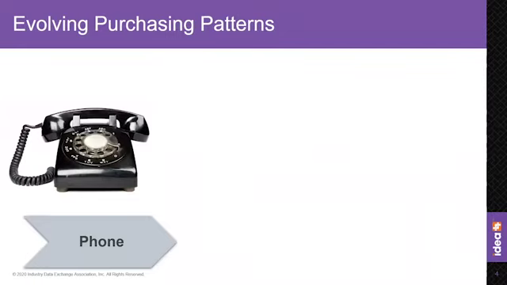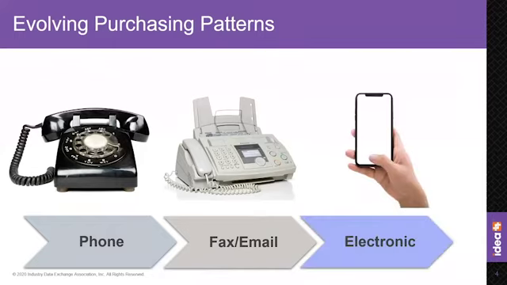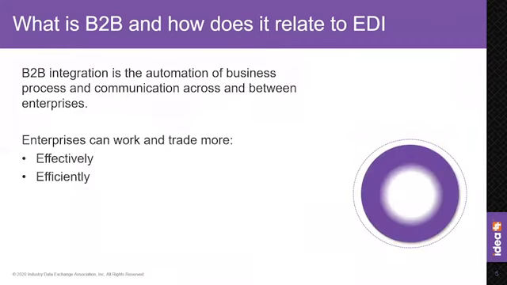And along with the way people have changed how they purchase items, we have had technology changes. Phones were heavily used to exchange information not too long ago. And then we were introduced to the fax and the email, which took up a good portion of technology enhancements that allowed you to exchange information with customers and among the organizations. And then today, more and more purchasing is actually moving to electronic platforms. So as the use of technology increases for purchasing, the term B2B, or business to business integration, is being adopted and being widely talked about. B2B integration is simply the automation of business processes and communication across your organization or across companies. And by adopting B2B integration, organizations can actually work more effectively and more efficiently.